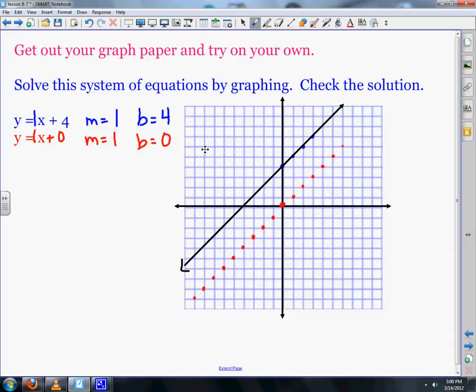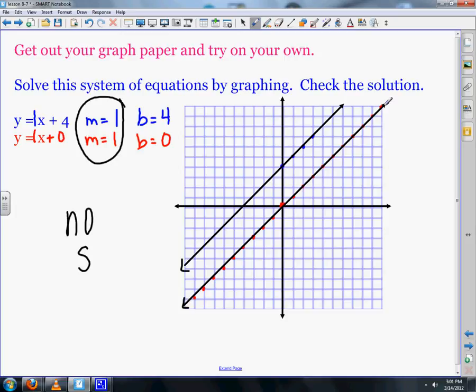Oh, guess what? Are they ever going to intersect? No, because the lines have the exact same slope, therefore they will never intersect. So lines that have the same slope, which both of these lines have a slope of 1, will never intersect. So guess what? There are no solutions.